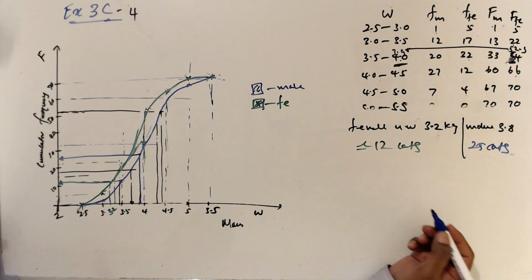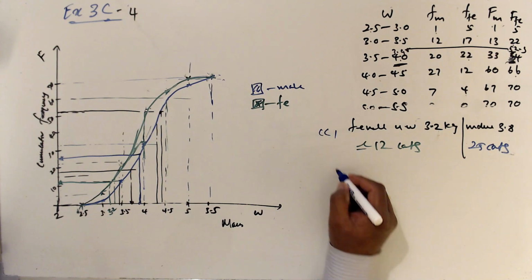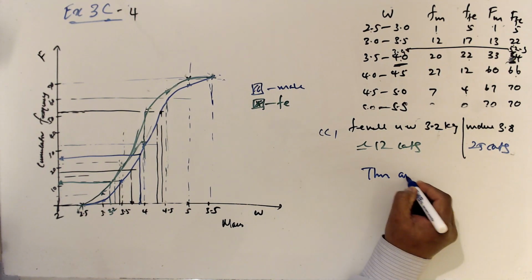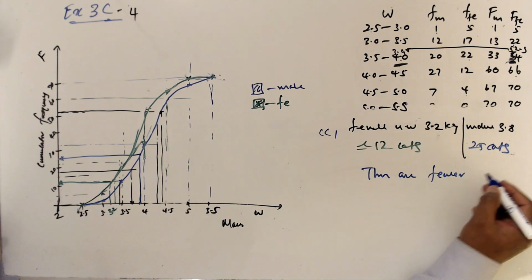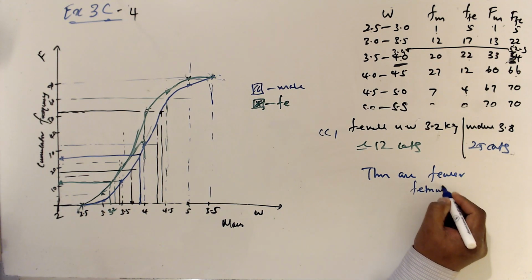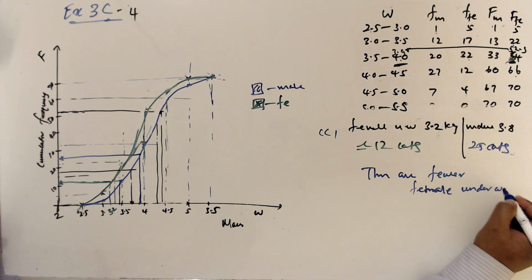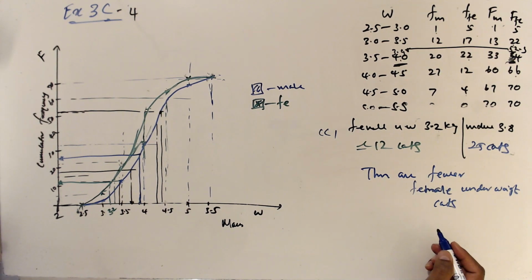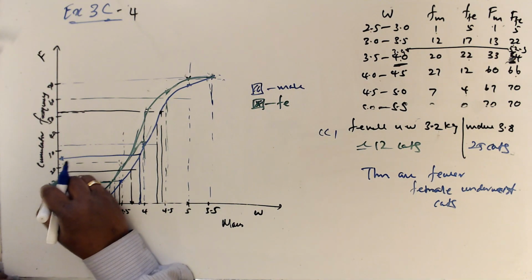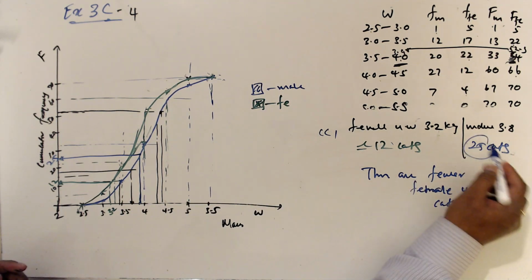So those are all underweight. Then the answer is there are fewer female underweight cats. This value is 12 and this value is around 25. So 25 and 12.